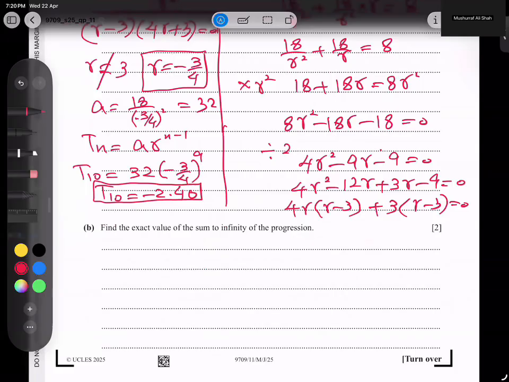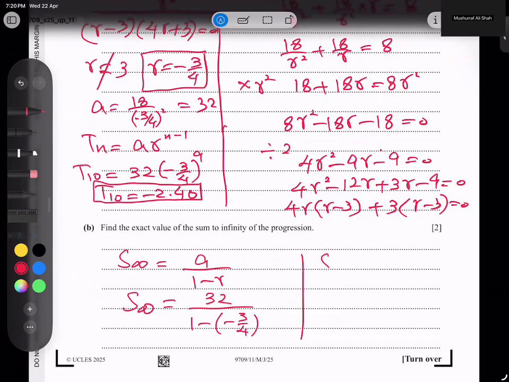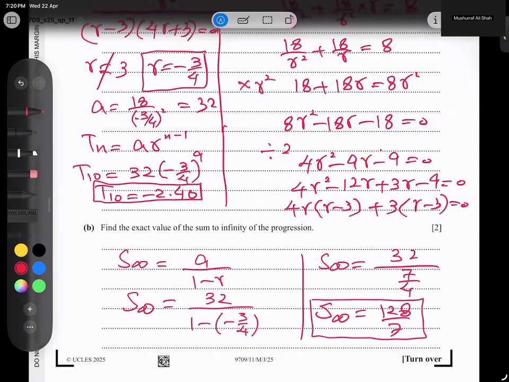And we have the formula: sum to infinity is a over 1 minus r. a we have 32, and r is what? Negative 3 over 4. So 32 over 1 plus 3 over 4, so I got 4 plus 3 is 7 over 4. So 4 switches over, and I'm getting here 4 32s are 128 over 7. So the sum to infinity exact value is this one. I hope the concept of the question is very clear.